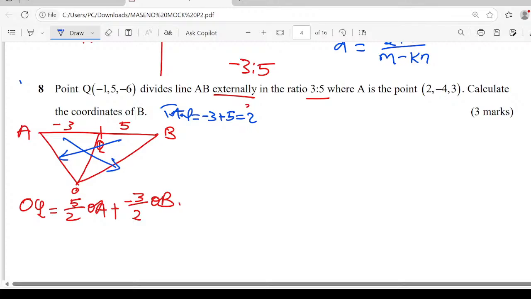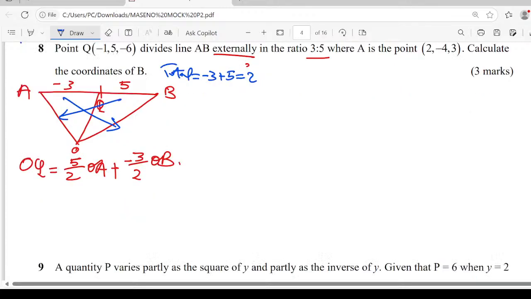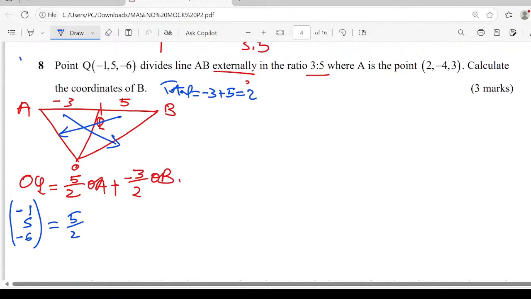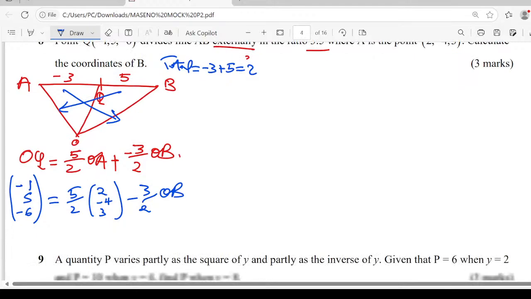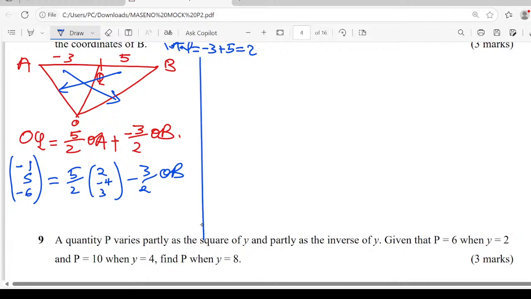In the same context, now I can replace my coordinates. OQ will be -1, 5, and -6 here, being equal to 5 over 2 times point A, which is (2, -4, 3), plus minus 3 over 2 of OB, because I don't have the coordinates. That's what the question is asking me to calculate.